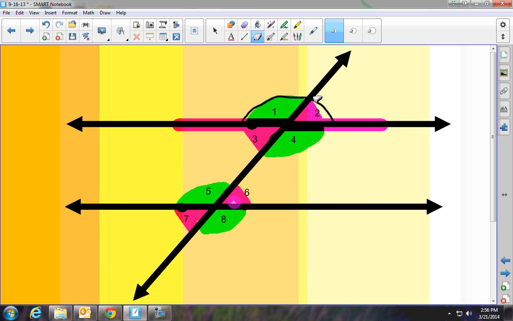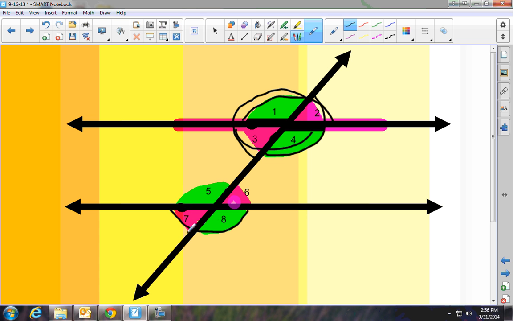This would also be true for 2 and 4, 4 and 3, and 3 and 1. And if you come down here and do the same thing, you've got 7 and 8, you've got 5 and 7, 6 and 5, and 8 and 6. They all add up to 180.